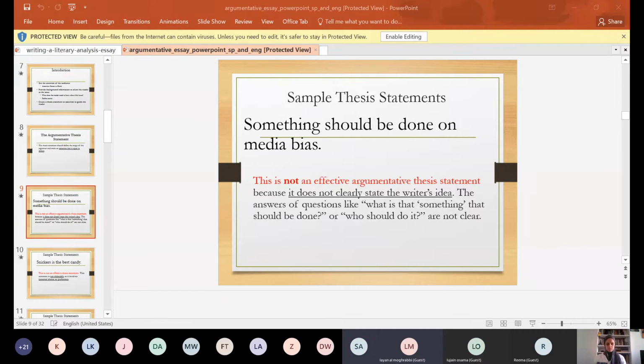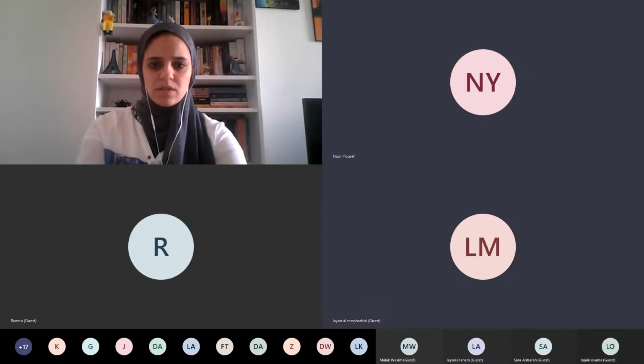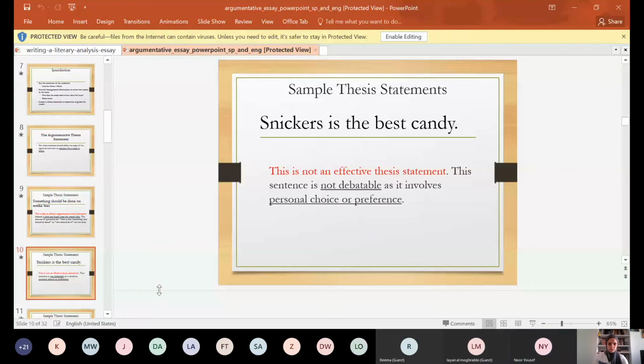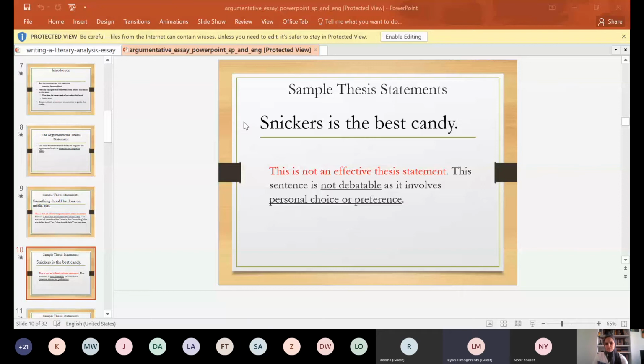Where is it, Miss? You can see it too? No, we can't see it. Can you see now? Yes. Can it be a thesis statement?